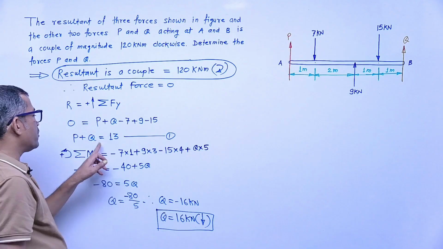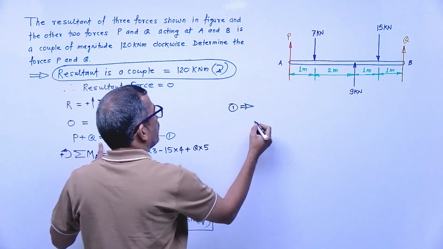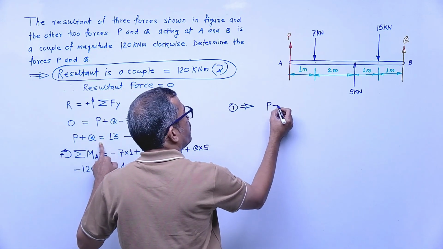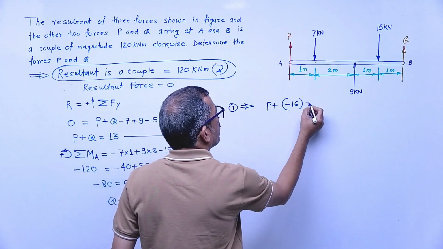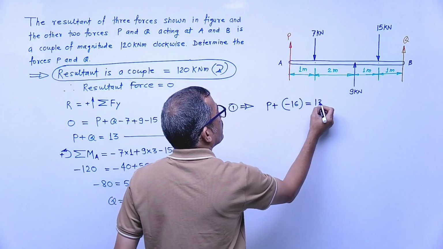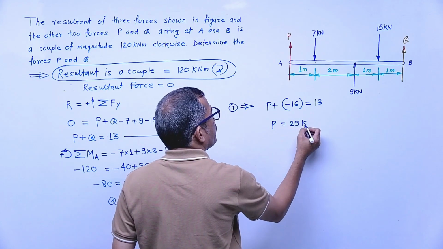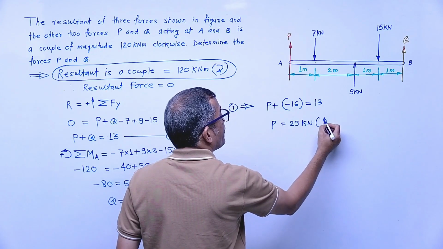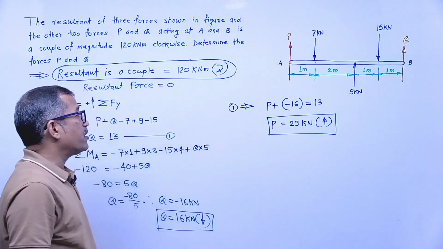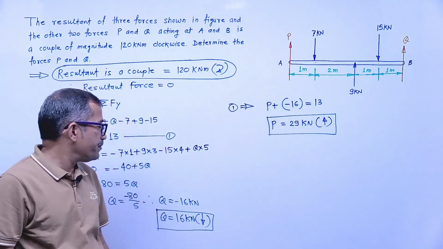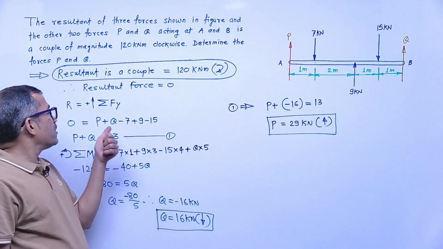Now this Q value we will substitute in equation number 1. In equation number 1, P plus Q, P plus Q answer is what? Minus 16 equal to what? 13. That means P comes out to be 16 plus 13, means 29 kilonewton. Answer positive, that means this assumed direction is correct. Means finally answers are what? P is 29 kilonewton upward and Q is 16 kilonewton downward.